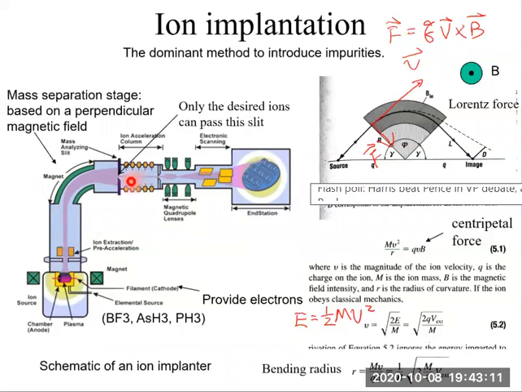So only the desired ion can pass this thin slit on the exit of the mass separation stage. Ions with the right mass over charge ratio will have the right bending radius. Then they can pass this thin slit. Other ions will be blocked by this plate.